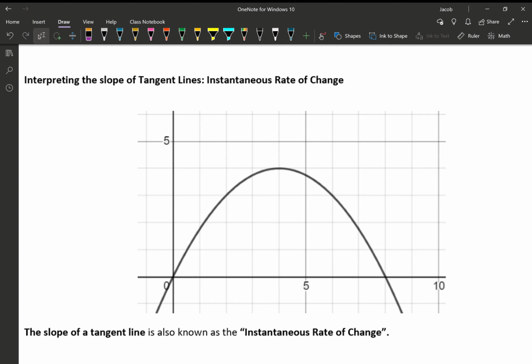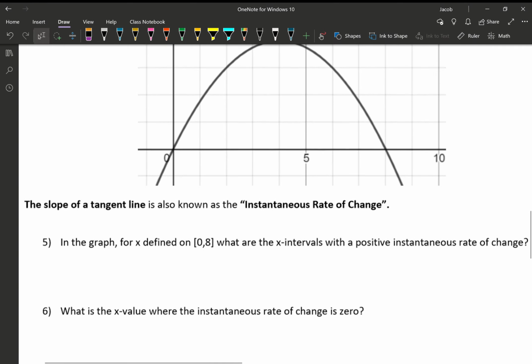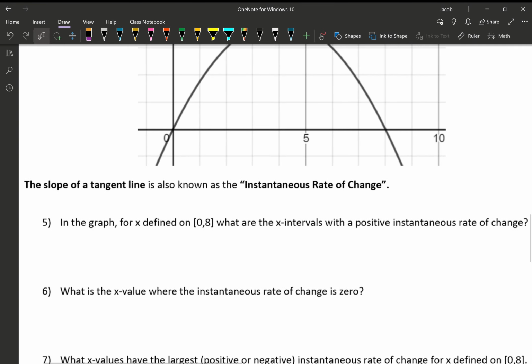To do that, I have this graph of a turned over quadratic. The slope of the tangent line is known as the instantaneous rate of change. And we're going to use this idea of the rate of change, and you might have already seen it in physics class, but we're going to use it.